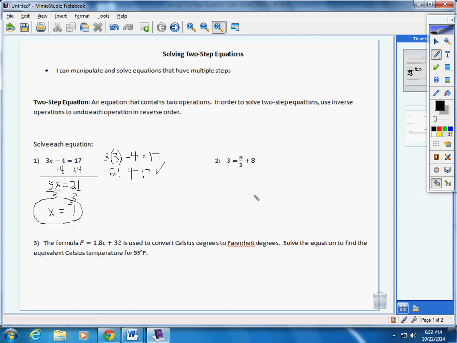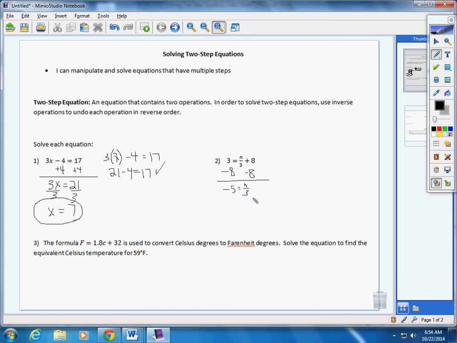Okay, as we come over to number 2, once again, we're trying to get n by itself. So that means we need to get rid of our 3 and our 8. But I've already told you, before we multiply to get rid of the 3, we're going to subtract to get rid of the 8, because the 8 is not attached to the n. But we need to get it off the right side so that n's by itself. So here we go. In order to get rid of a plus 8, we're going to subtract 8. And we're left with 3 minus 8 is negative 5 equals n divided by 3.